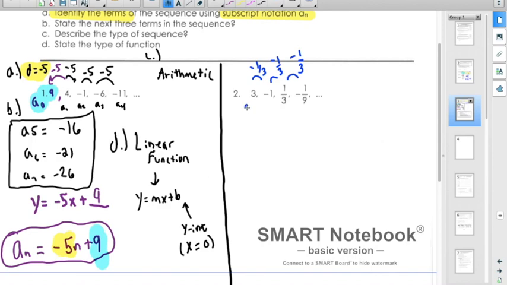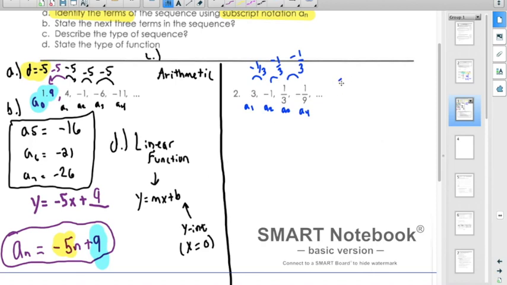And again, 3, that's my a sub 1. Negative 1 is my a sub 2. 1/3 is my a sub 3. And negative 1/9 is my a sub 4. So right off the bat, part B, what's going to be the next 3 terms?